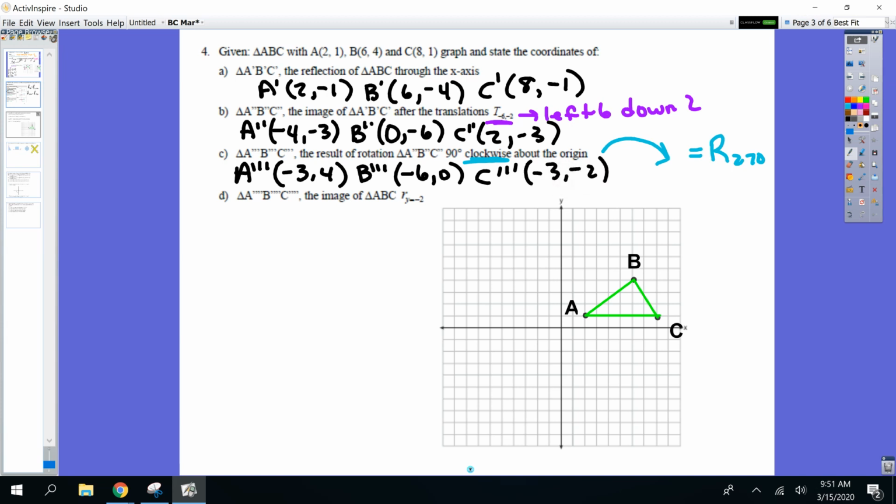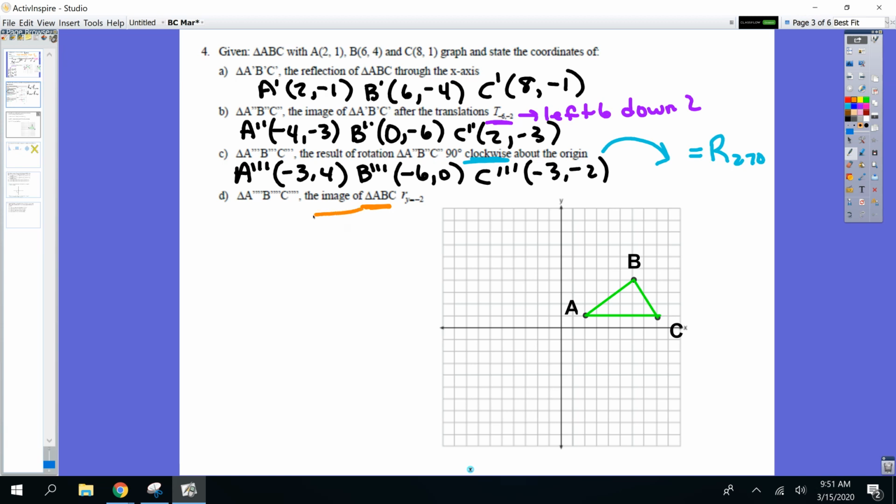Okay. So make sure all that's graphed. And then we've got part D here, A quadruple prime. How about that? Quadruple. Now we're getting real. But here's the thing, read the problem. We're doing the quadruple prime, the image of triangle ABC.